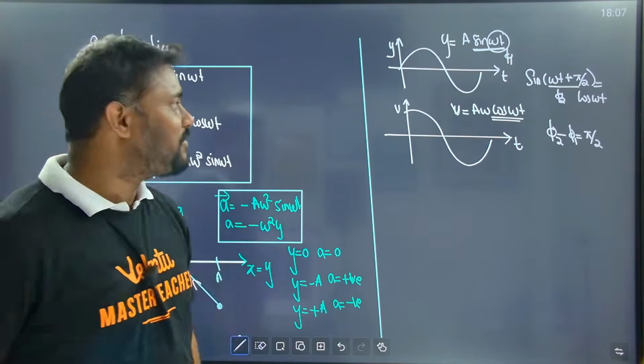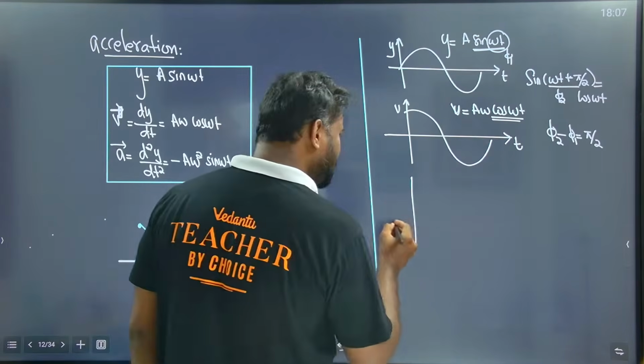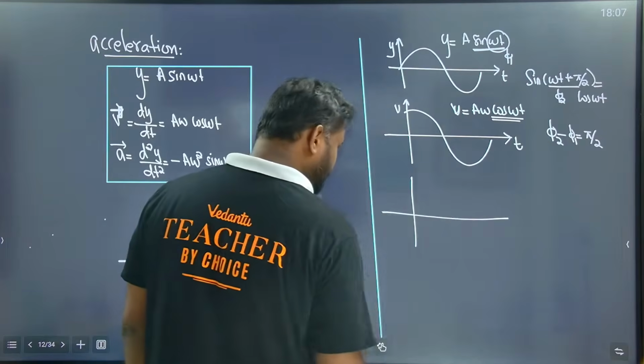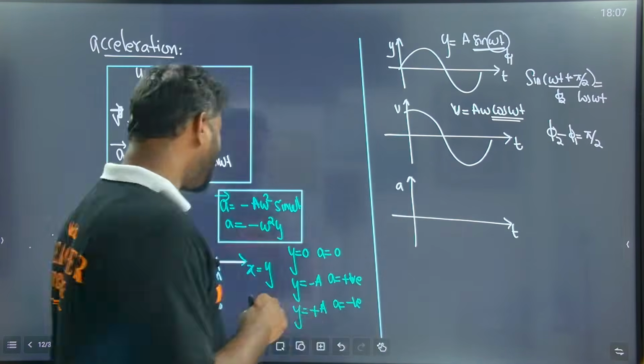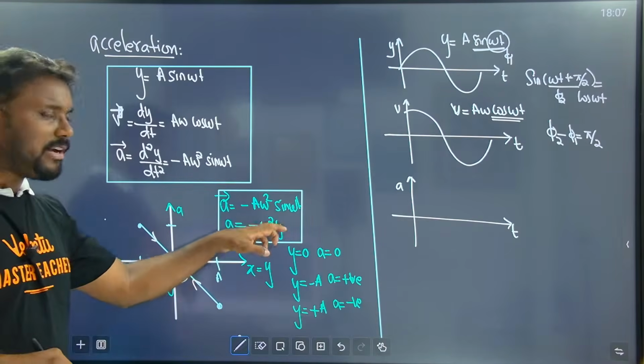Pi by 2 is a phase difference. If I take acceleration, just I am taking acceleration. What is the acceleration? This is a. What is a? This is minus omega square y.